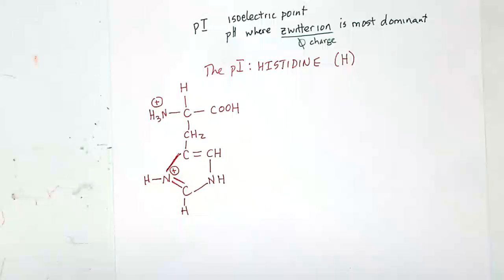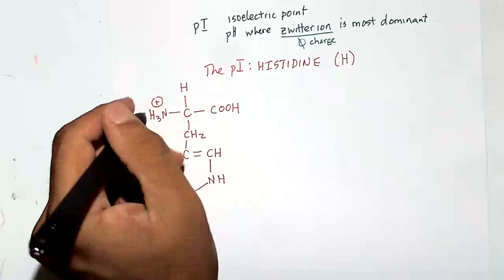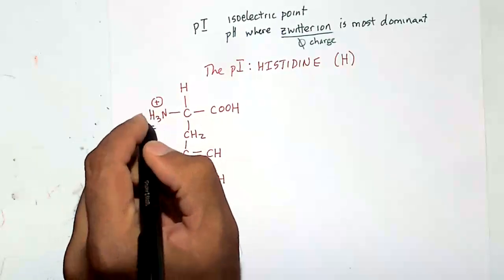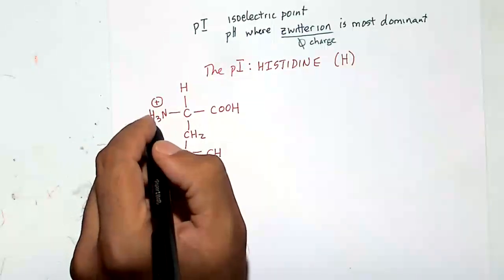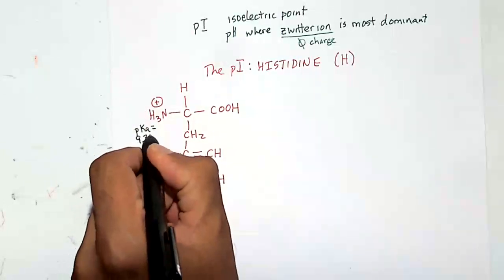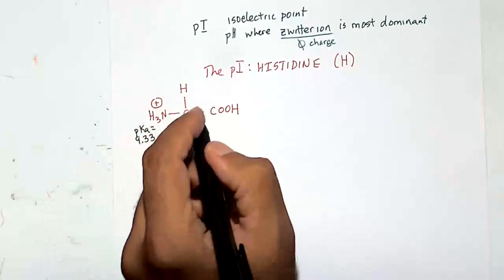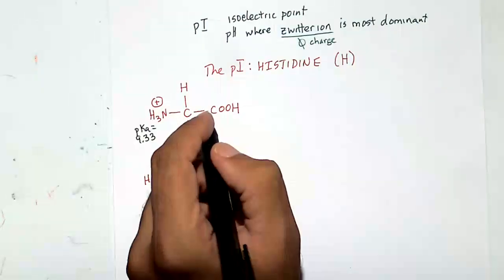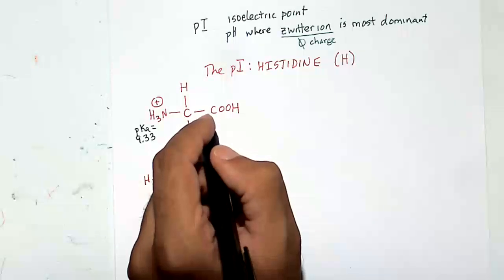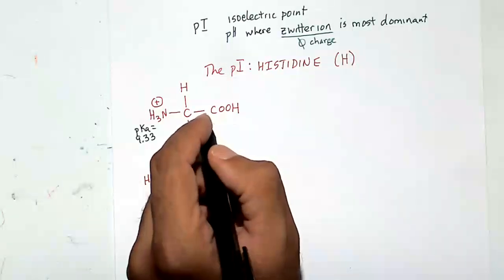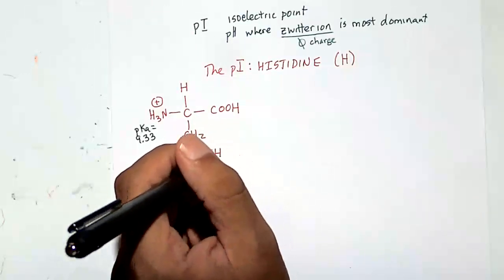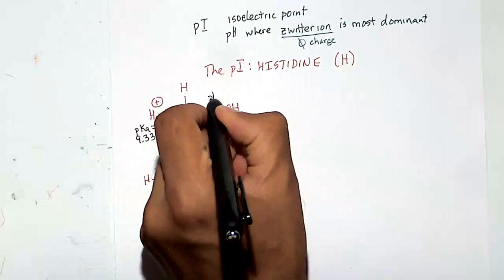So this has 3 pKa's. Can someone tell me one of the pKa's? What's the pKa of the alpha amino group in histidine? 9.33. Okay, we'll go with that. What is the next pKa that you guys found? They vary from books to books, and I'm finding that there's a lot of variation. I think a student told me, I think it was you, Jasmine. What about carboxylic acid? 1.80, okay.